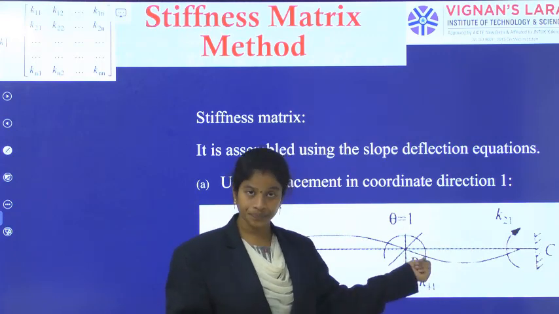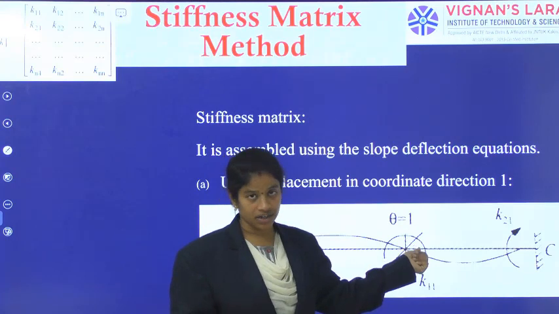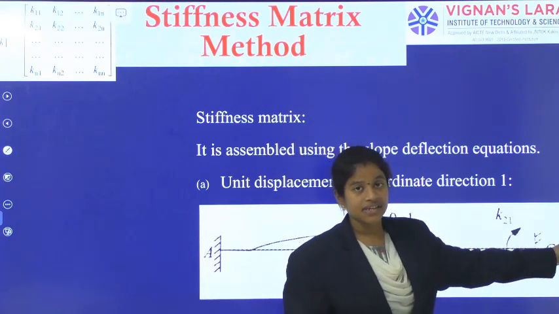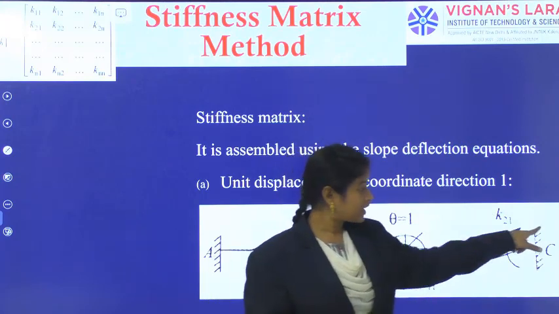So the stiffness at 1 due to rotation at 1, and the stiffness at 2 due to rotation at 1: K11, K21.